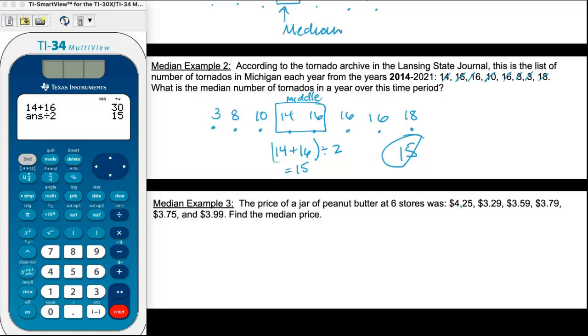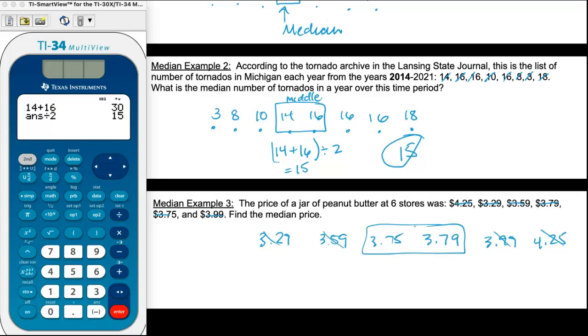And so we're first going to order all the numbers. So I'm going to take the lowest number, which looks like $3.29. So $3.29, and then we've got $3.59, and $3.75, and $3.79, $3.99, and then $4.25. And so I'm going to take my left and right fingers, start on the outsides and work my way in. And then when I do, I get a middle which is just a tie.